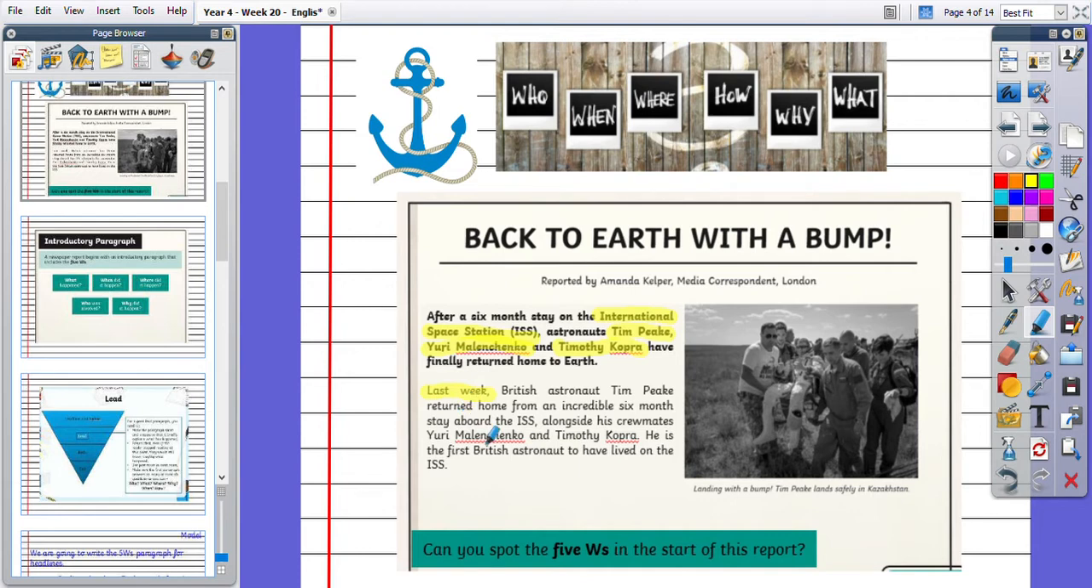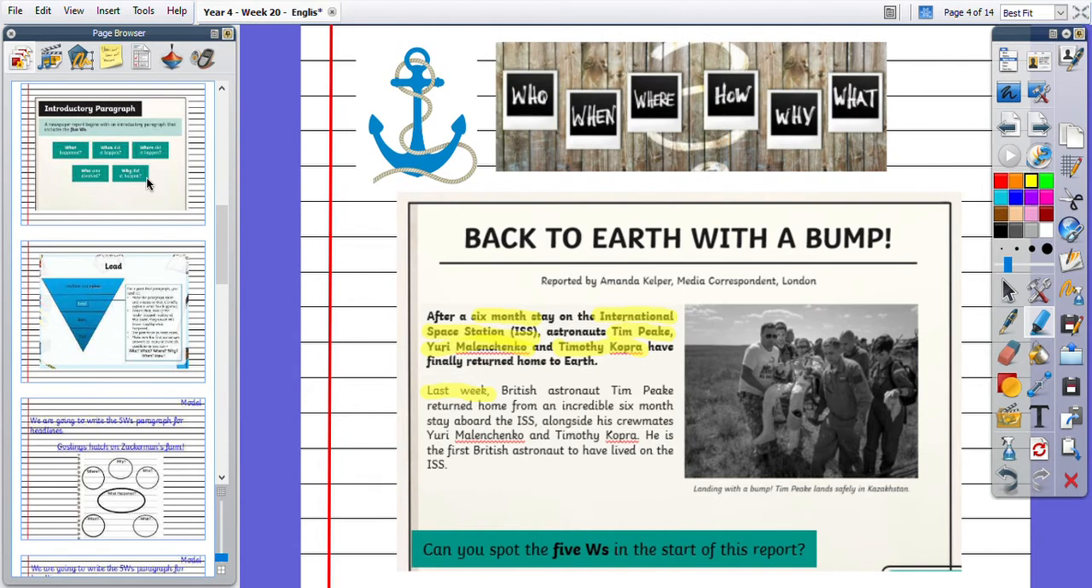so having a look. Okay, so in here it does not show our why, however, it does show our what. So they have spent 6 months on the International Space Station. So well done if you got those correct.